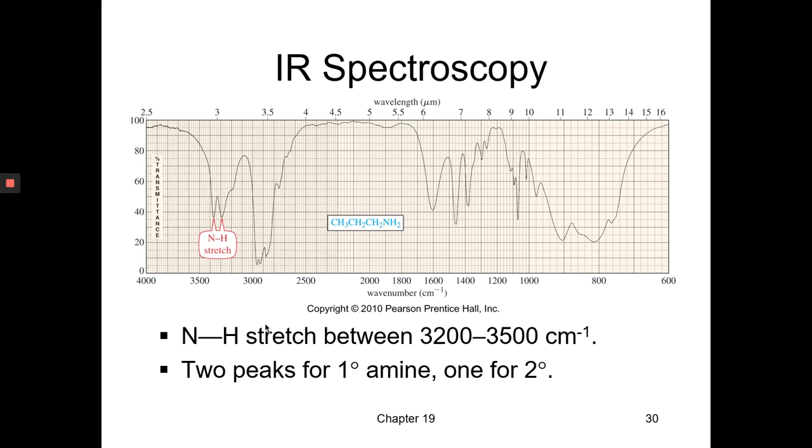If we have a primary amine, as shown in this spectrum, we'll see 2 NH stretches. These will occur around 3,300 wave numbers. If we have a secondary amine, we'll just see 1 stretch. If we have a tertiary amine, there'll be no NH stretch because there's no NH bond.